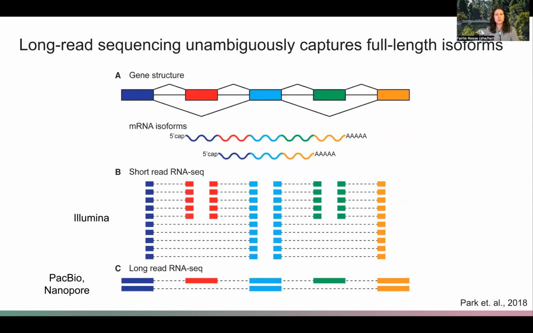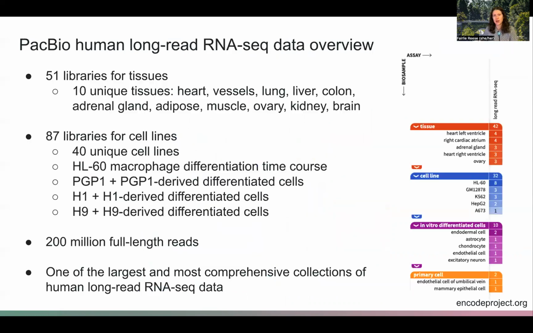For the purposes of this study, we'll be using long-read RNA sequencing data, a technique which allows us to sequence through the entire transcript molecule, which gives us all the exon structure of the molecule as well as the 5' and 3' ends used in the molecule. The data I'll be showing you today is the data that my lab generated for ENCODE, which is all of the PacBio human long-read RNA sequencing data. Altogether, we have 51 libraries for 10 unique tissues and 87 libraries for 40 unique cell lines, with over 200 million full-length reads. So this is a really rich data source to explore the human transcriptome.